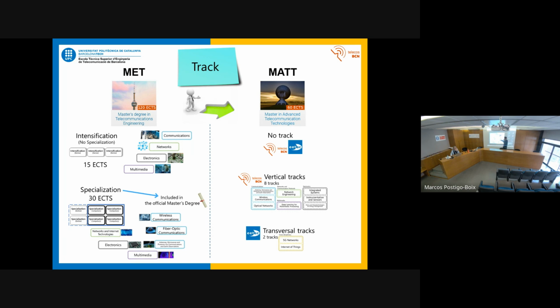The vertical tracks in Barcelona are very similar to the specializations. The only difference is the electronics part, where we offer 3 tracks about electronics with subjects from the master. And in Castelldefels, they offer these 2 transversal tracks, the 5G networks and the Internet of Things.